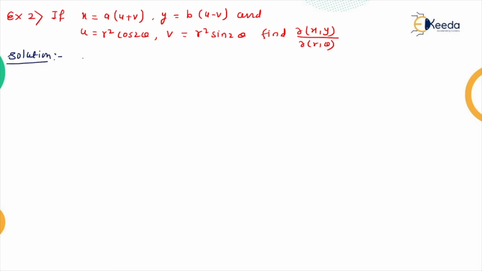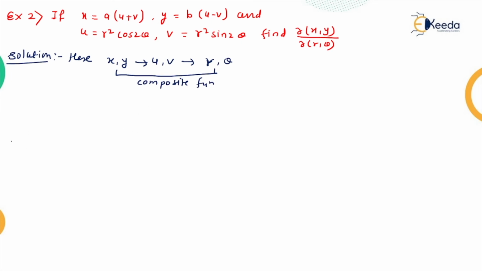Given that here x, y, u and v. Means like here in the question, x, y are the functions of u, v, and u, v are the functions of r, theta. Then xy is a composite function of r and theta. So let's see how it will be solved.